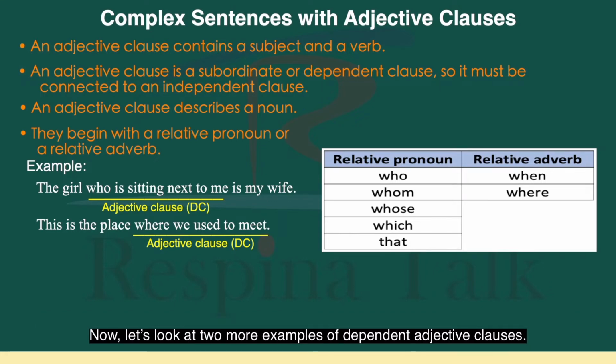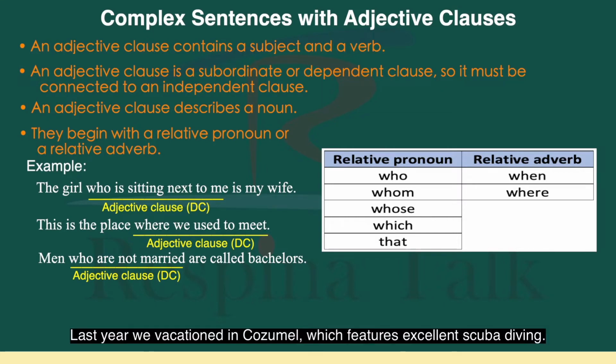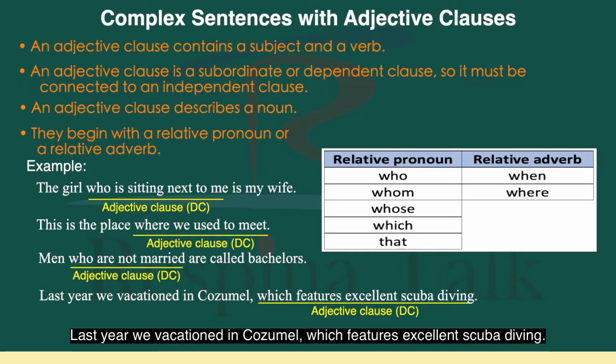Now let's look at two more examples of dependent adjective clauses. Men who are not married are called bachelors. Last year, we vacationed in Cozumel, which features excellent scuba diving.